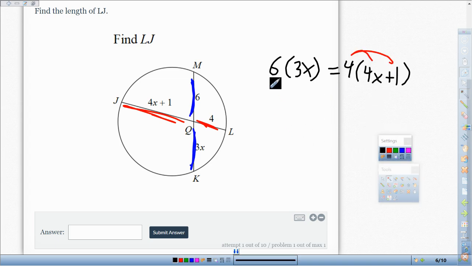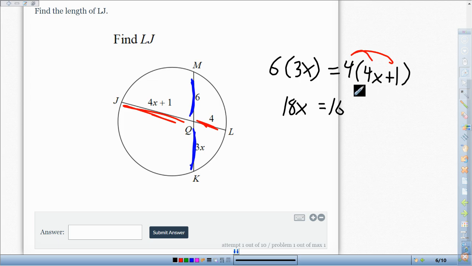Okay, so on the left, 6 times 3x gives me an 18x. On the right, 4 times 4x would be a 16x. 4 times 1, positive 4. All right, next thing, hopefully you notice variables on both sides. We need to get them to the same side. I'm going to choose to move the 16x. Okay, so this is giving me a 2x equals 4. And then divide by 2, x is going to equal 2.